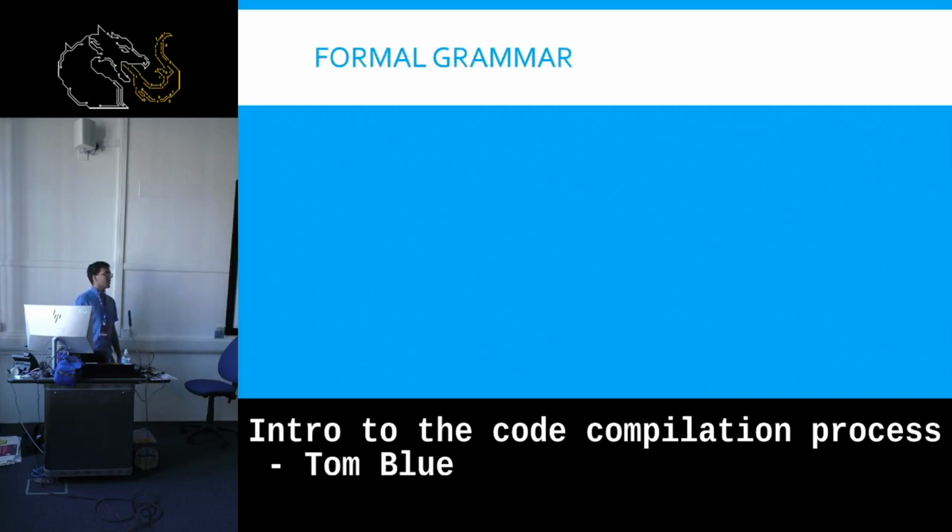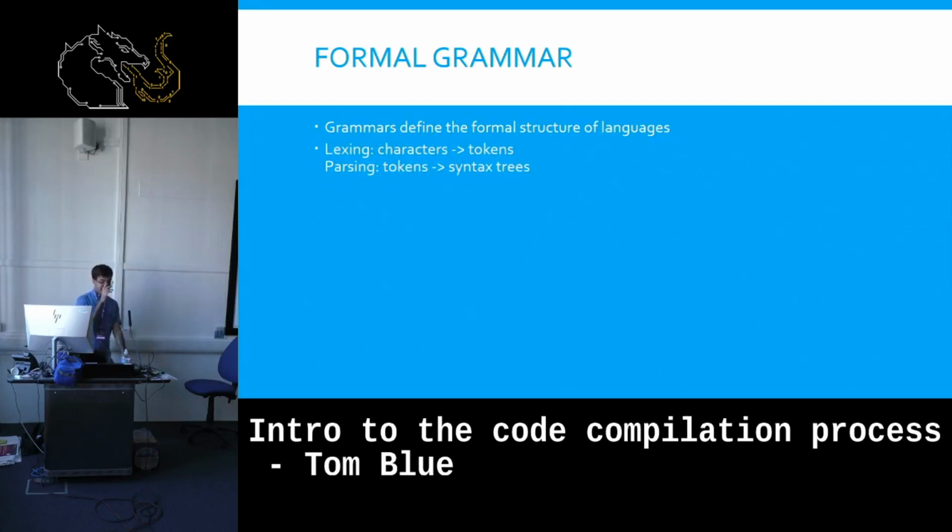So, formal grammar. We talked briefly about abstract syntax trees in passing. A grammar is just a way to define that formal structure to create that syntax tree. So remember that lexing takes characters and turns them into tokens. Parsing takes tokens and turns them into syntax trees. Parsing uses a formal grammar to turn an array of lexemes into a syntax tree.